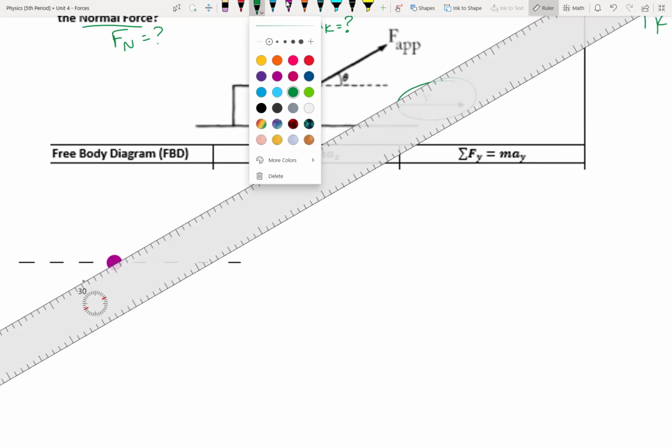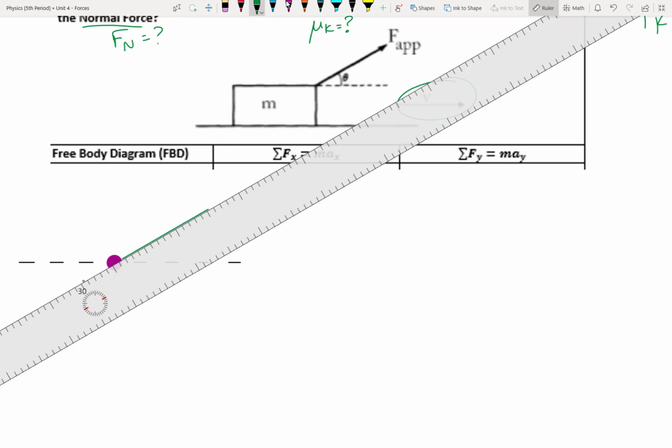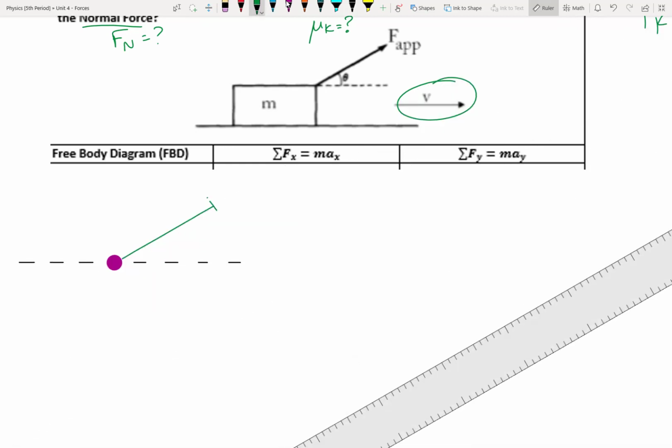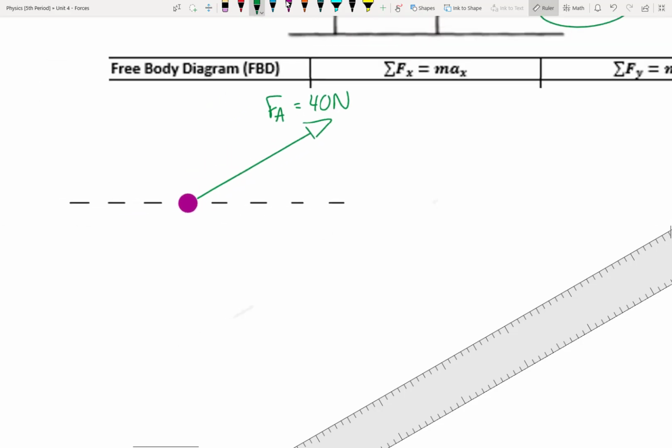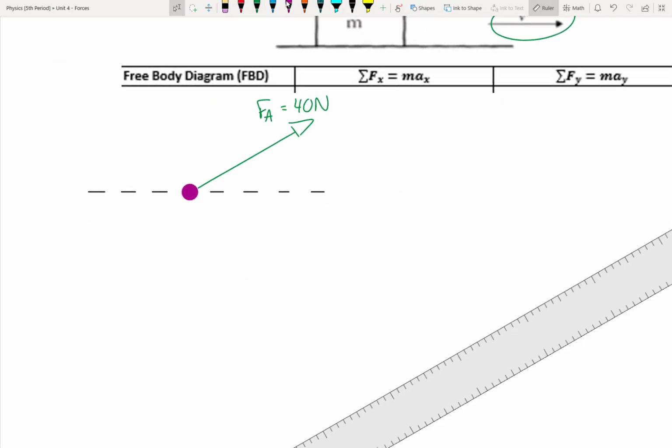Okay, so I'm going to draw that force first, just to make sure I got it in there. There it is. I'm making it nice and long so it's easy to see. There's FA. I could put in the value of that force too if I like. It was 40 newtons. And we've got our object moving to the right. You could put in as a separate arrow the velocities up there. I'm going to call to the right positive and to the left negative.